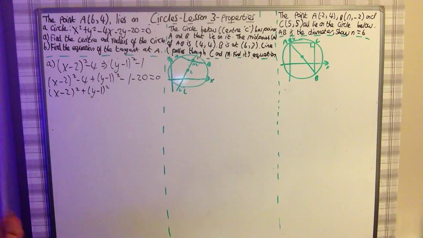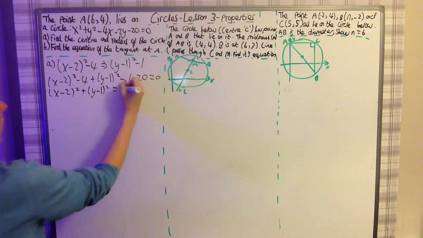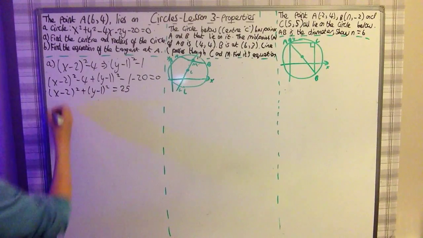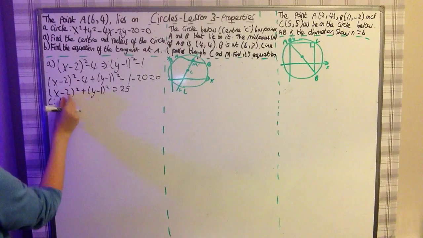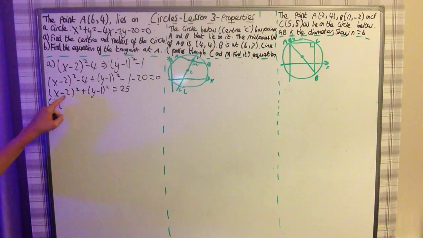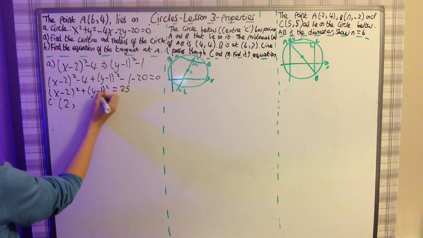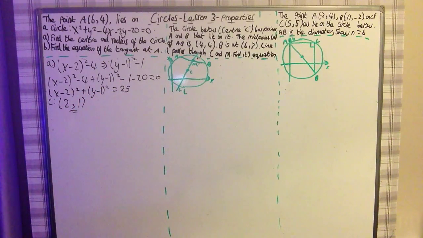However, I'm going to jump a step, just for the sake of saving space. I'm going to move the minus 25 across, and it's going to become a positive 25. And you'll notice that this is now in the form we need it. (x minus a) squared plus (y minus b) squared equals r squared. So we can identify the centre, which I'm going to call C. The centre is just the opposite of the sign we have in each bracket. So the x coordinate, we swap the sign, it's going to become positive 2. And the y coordinate is going to become positive 1, flipping the sign again. So we get (2, 1) as our centre.